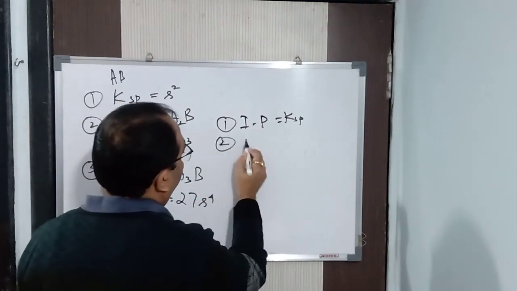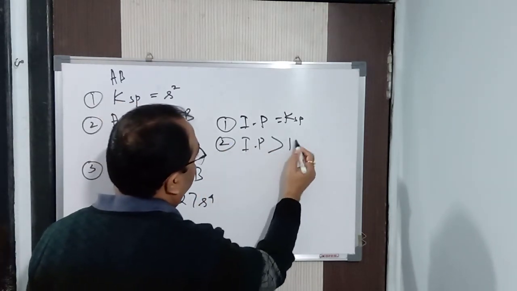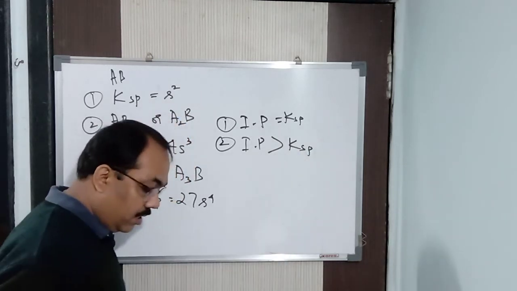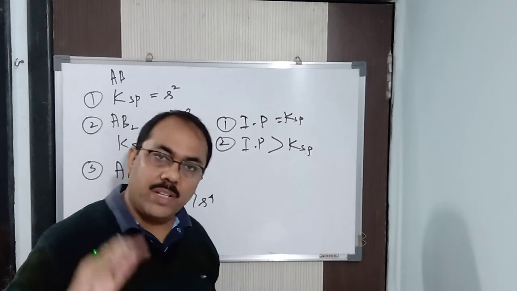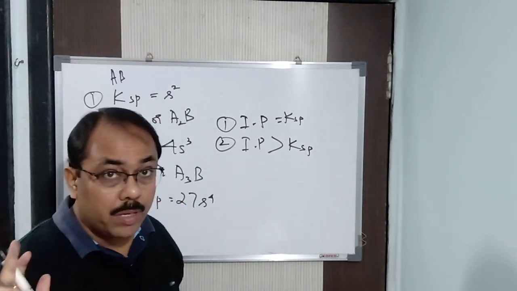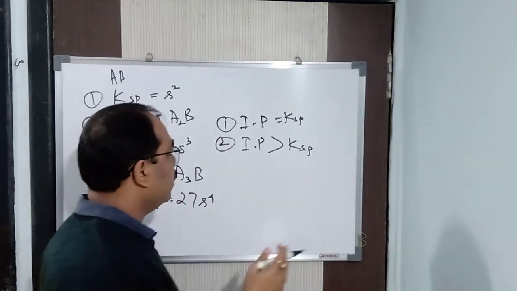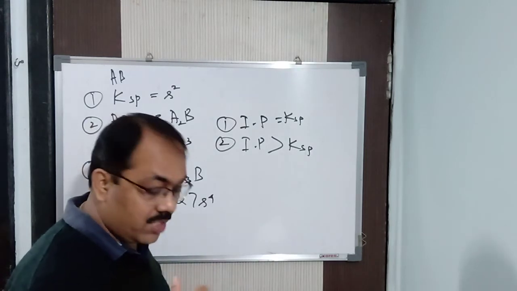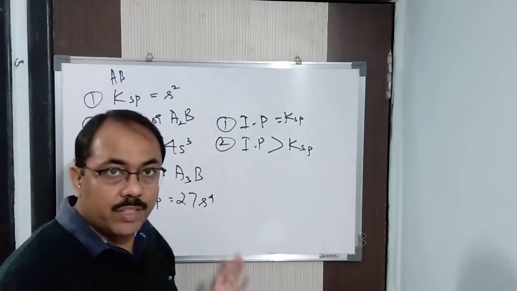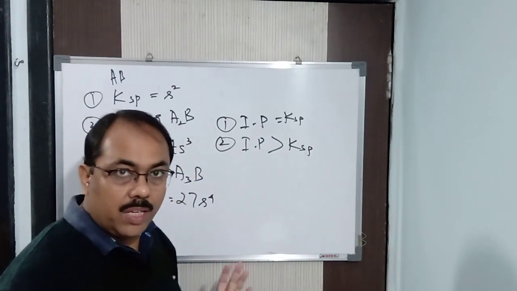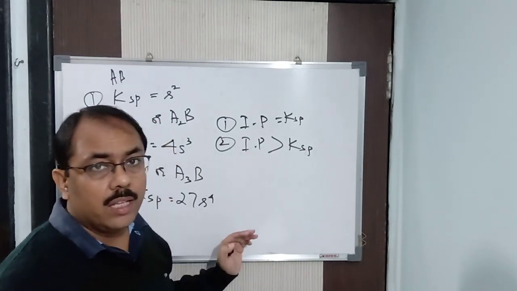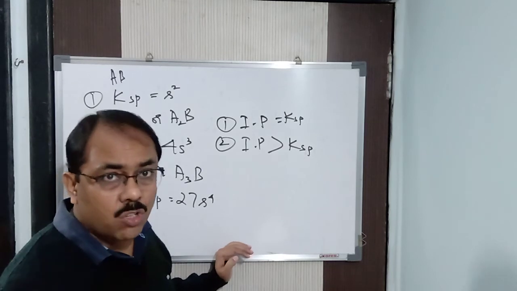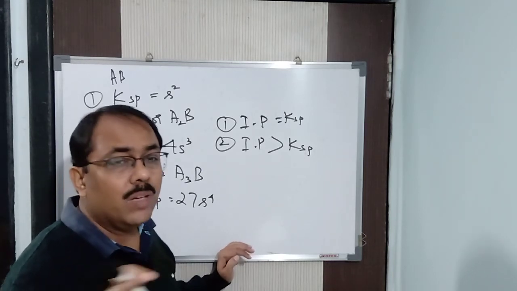Second one, if IP is greater than KSP, we can say that the solution is supersaturated and hence precipitation also takes place. IP is the ionic product, the product of its ions. That will also have a value, and that value will be given in the question. KSP also will be given in the question, and the concentrations of the ions also will be given in the question. So you need to multiply them and find it out.